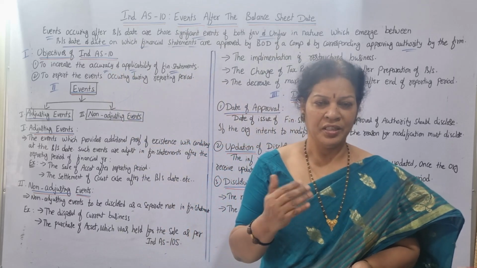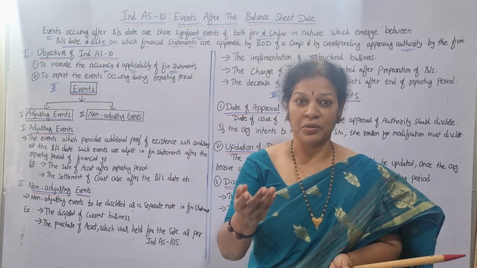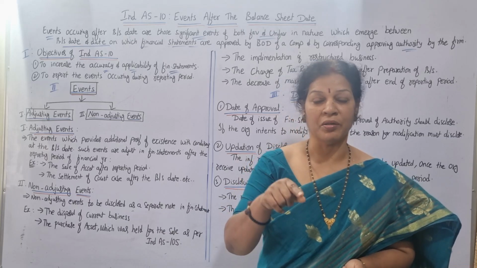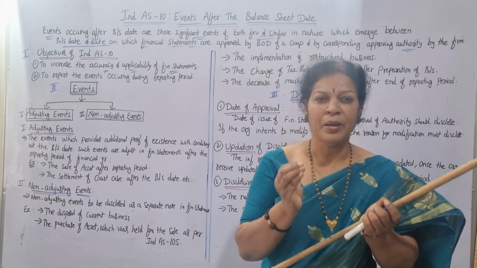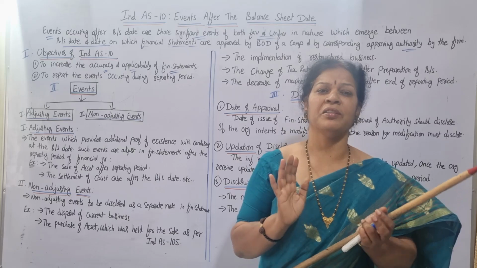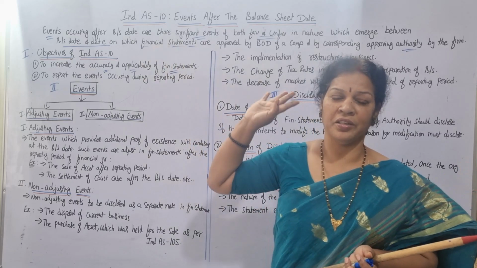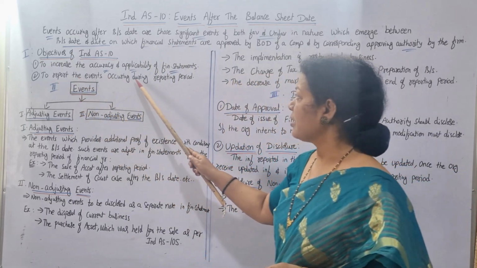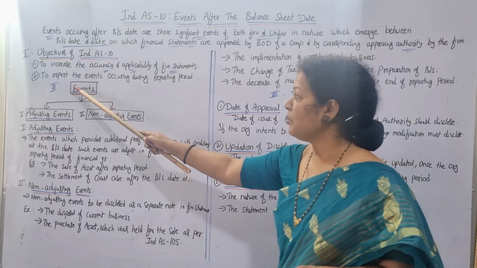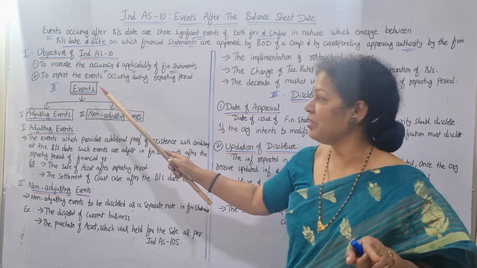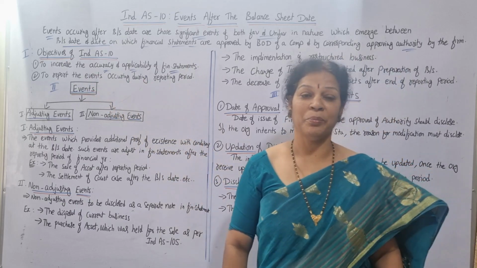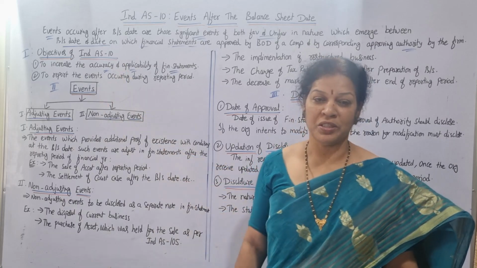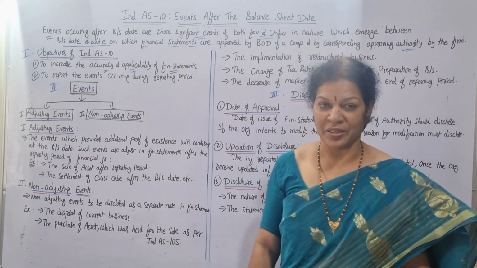The events which have already taken place or are going to take place, which are not included in the financial statements, whether they are to be included or not and how, in all these things we want to see maximum accuracy. That is the main reason for this accounting standard. This is the main objective. The second objective is to report the events occurring during the reporting period, I mean during the preparation period. So these are the two main objectives of this accounting standard 10.